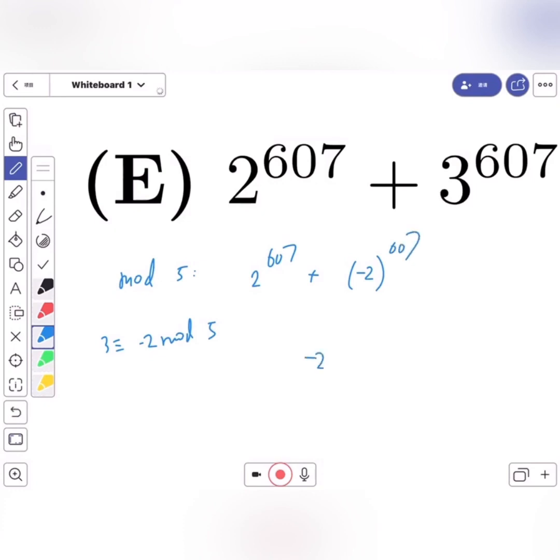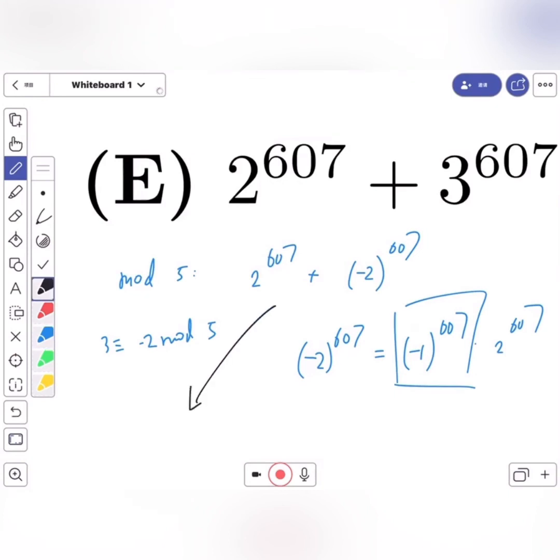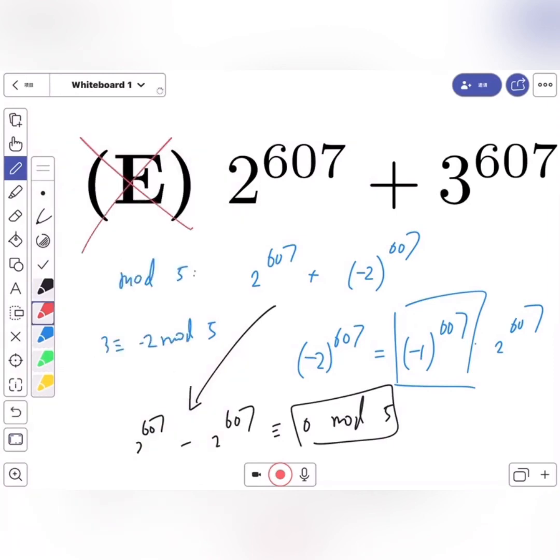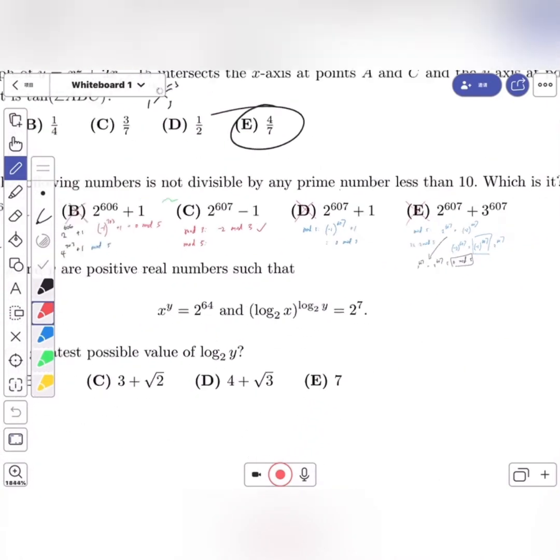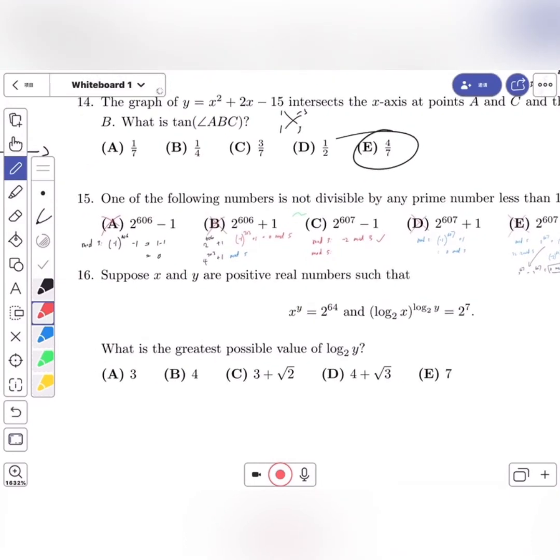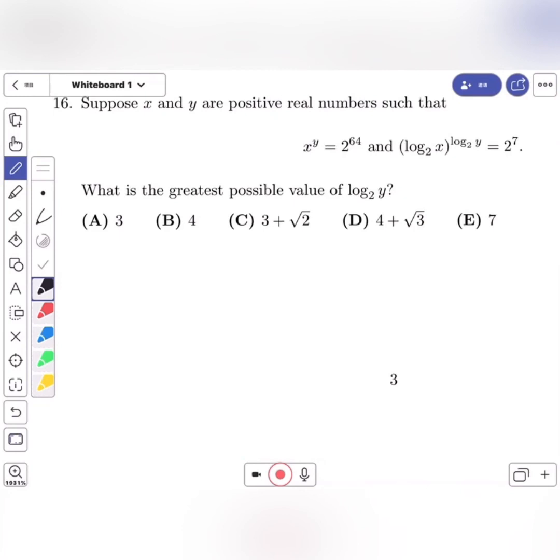Now, negative 2 to the 607 can just be written as negative 1 to the 607 times 2 to the 607, which this one's negative 1. So basically this tells us that this one is just 2 to the 607 minus 2 to the 607, which is 0 mod 5. So this tells us that this one is divisible by 5. So E cannot be our answer. Now, seems like we already excluded A, B, D, and E, so therefore our answer must be C, 2 to the 607 minus 1. Okay, now let's go on to number 16.